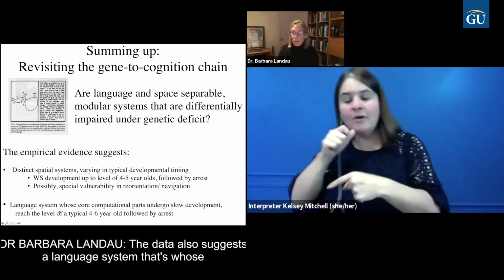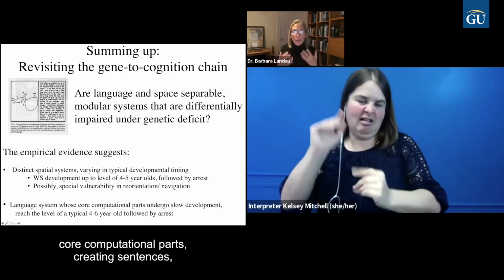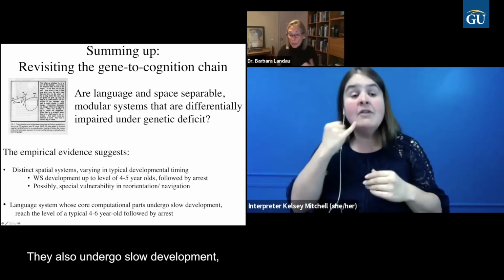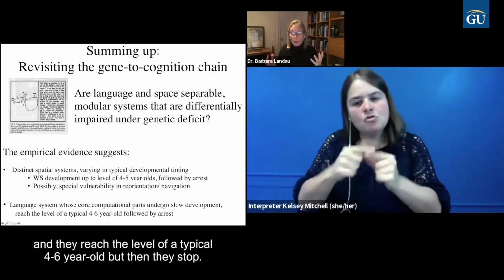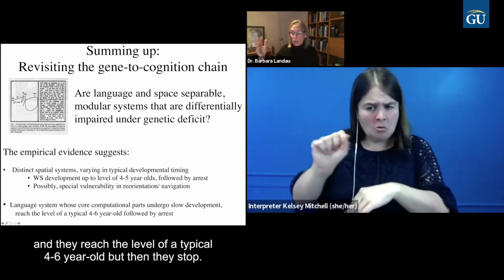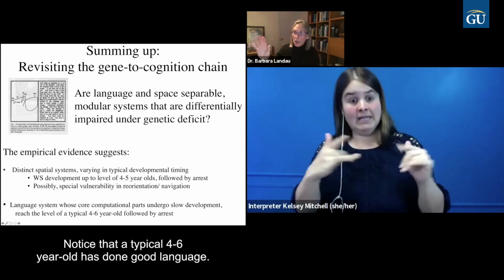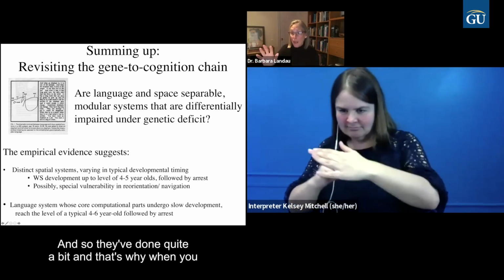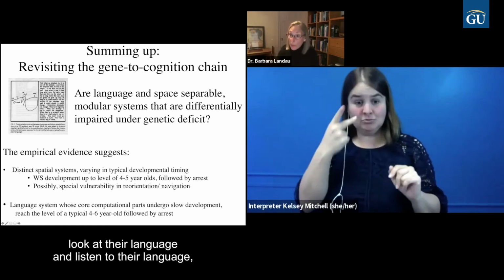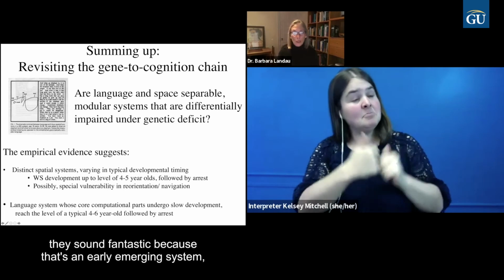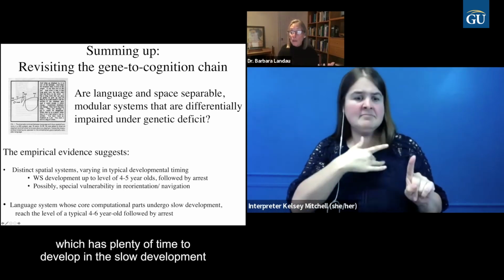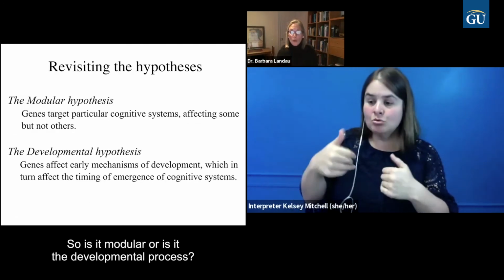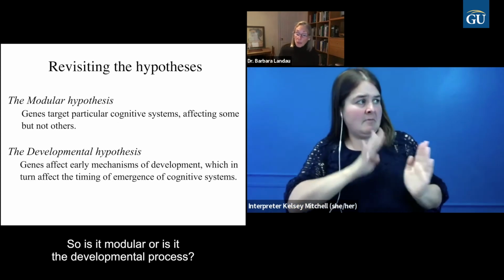The data also suggests a language system whose core computational parts, creating sentences, understanding relationships between different parts of the hierarchy, constructing some aspects of tense and so forth, also undergo slow development, and they reach the level of a typical 4 to 6 year old, but then they stop. Notice that a typical 4 to 6 year old has darn good language. Language is just about done at that point. And so they've done quite a bit. And that's why when you listen to their language, they sound fantastic, because that's an early emerging system which has plenty of time to develop in the slow development of the Williams syndrome individual. So is it modular or is it the developmental process? I think both.